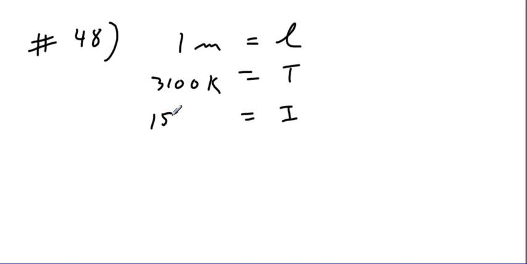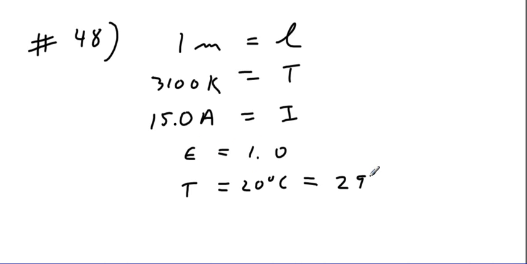I don't know why I'm writing these things backwards. I haven't figured that out yet. 15 amps flows through it. What is the diameter of the wire? Assume the wire loses energy only by radiation, and the emissivity is 1.0. And the surrounding temperature is 20 degrees centigrade, which is 293 K. And there's a hint here, says look in section 1910 for any help that you might need.